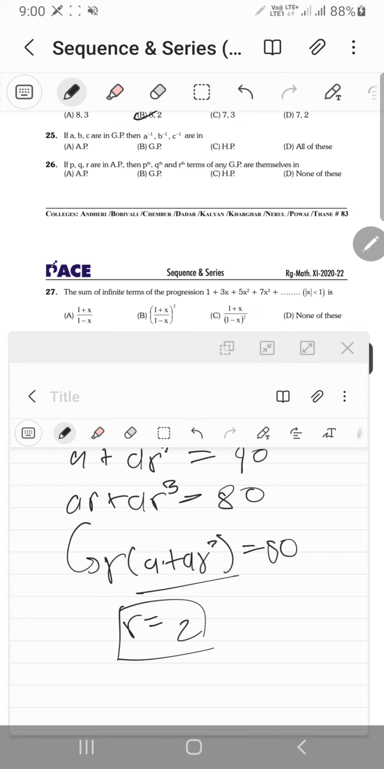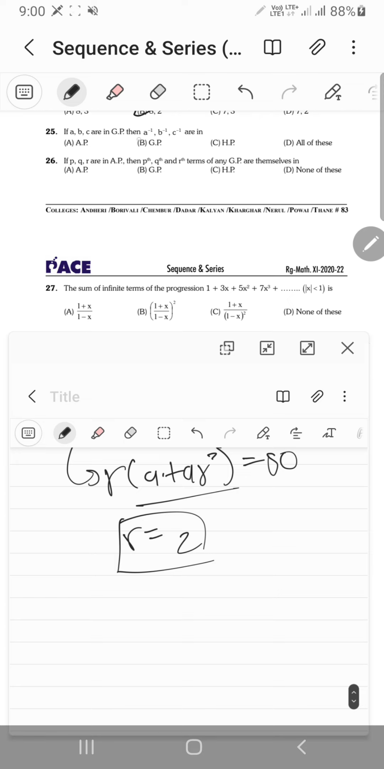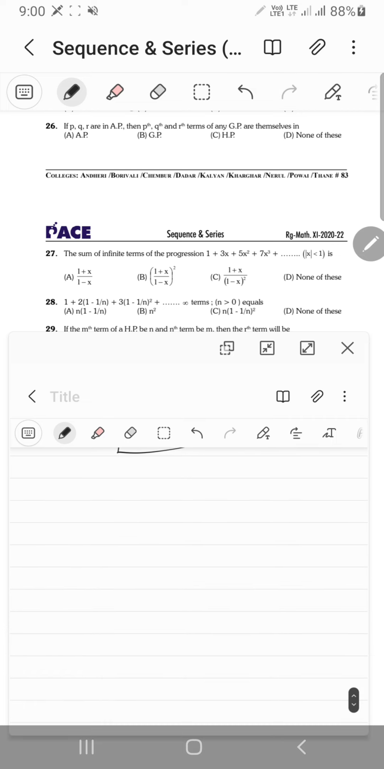If A, B, C are in GP, then A to the power negative 1, B to the power negative 1, C to the power negative 1 will also be in GP. If this was an AP, then that would be an HP. If P and Q are in AP, then the terms are in GP. Any GP terms raised to a power are themselves in GP, of course, because of the ratios.